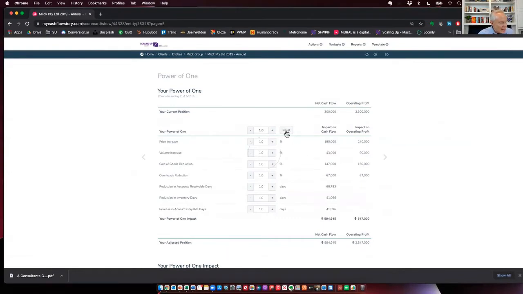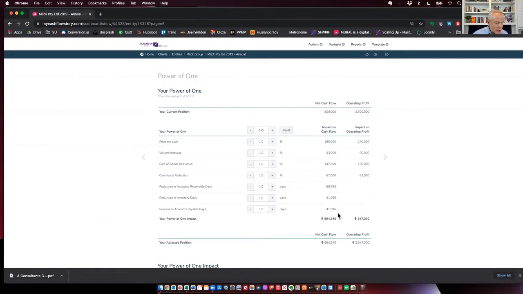And here's the tool. And you'll see I've got it set up for MyLock. So here's our 300,000 in net cash flow that we talked about earlier. And what I've done is I've applied a 1% driver to the first 4 drivers, which again go back to your income statement. They were price, volume, cost of goods sold, as well as overheads, and then a 1-day improvement to accounts receivable, inventory, and accounts payables. And what you'll see over here in the right column is what is the impact on cash flow and what is the impact on operating profit of these 7 levers.